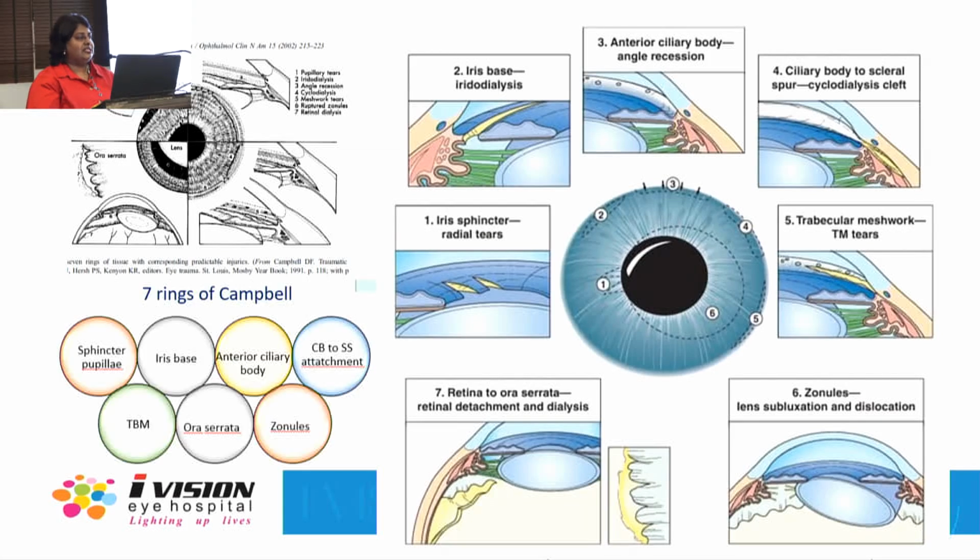These are the 7 rings of Campbell that are important. What you see here is the iris sphincter, where the sphincter tear happens. At the iris base, iris dialysis happens. At the anterior ciliary body, angle recession, where you see the longitudinal and the circular fibers split. And in the ciliary body, a cyclodialysis cleft develops. I will come to that subsequently. So, trabecular meshwork tears or zonular dialysis can happen, and also retinal detachment and retinal dialysis can happen.